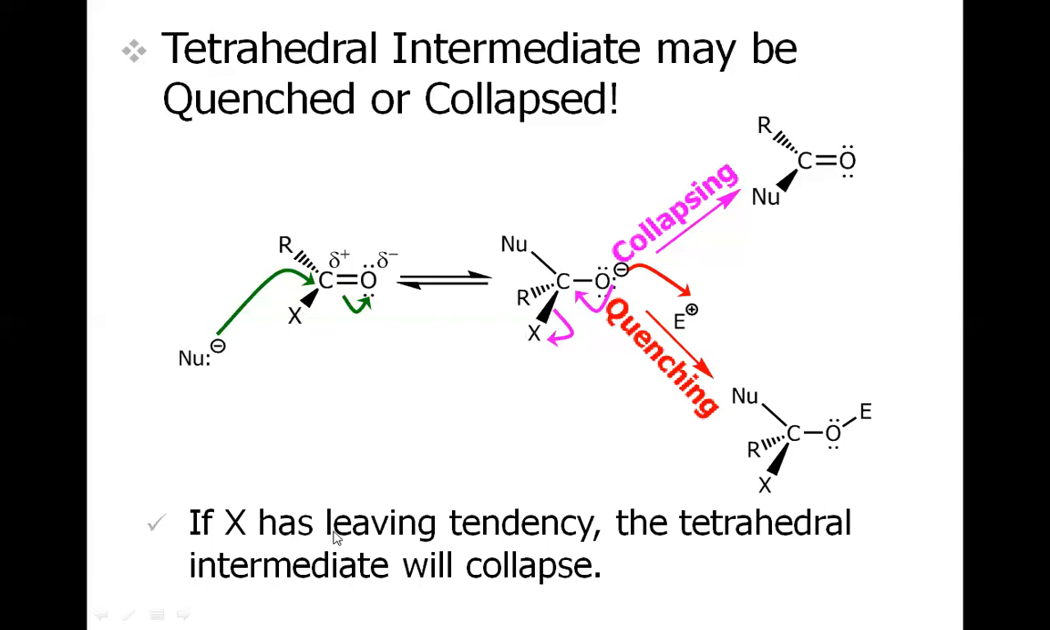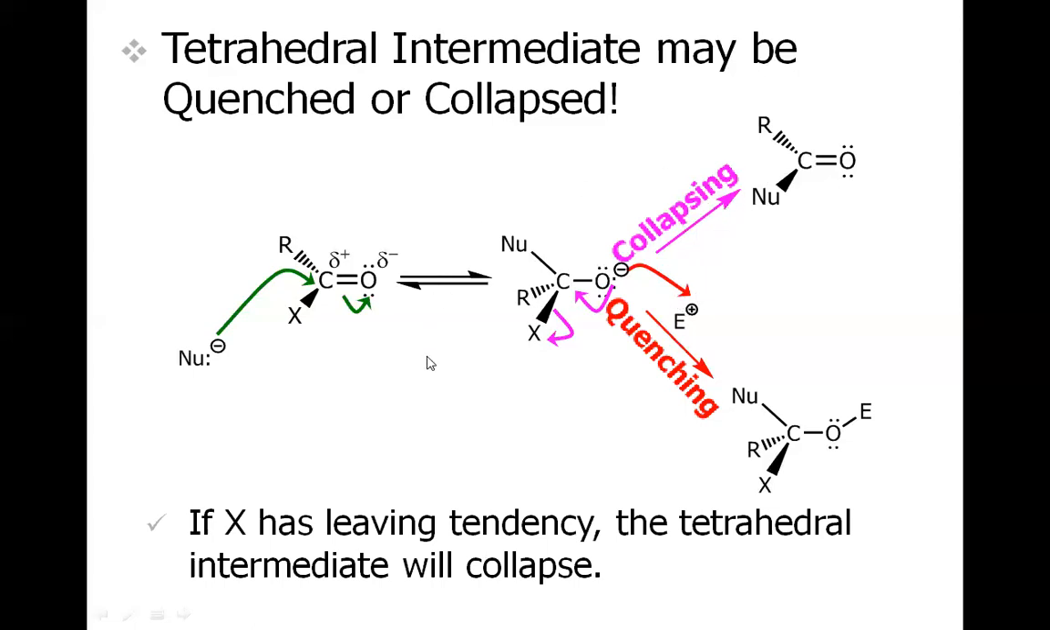If X has leaving tendency, such as OR, alkoxy, as in the case of ester, or Cl, chloro, as in the case of acid chloride, or NH2, as in the case of amide, and also the acyloxy, as in the case of acid anhydride, or the imide, so if X has the leaving tendency, the tetrahedral intermediate will prefer to collapse.